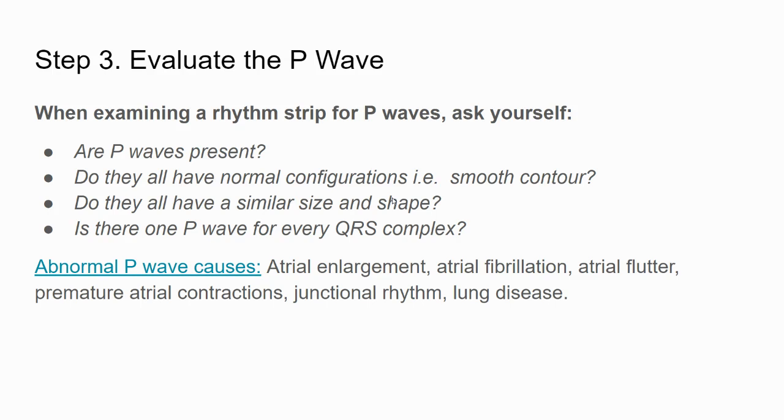Okay, so there's a lot of different reasons why you can have an abnormal P wave. We can have atrial enlargement, in which you'll have a nice large P wave. You can have atrial fibrillation, where you'll just have fibrillatory waves, so you will have no discernible P waves. You can have something called atrial flutter. It actually looks like a sawtooth. The P wave will look like a sawtooth.